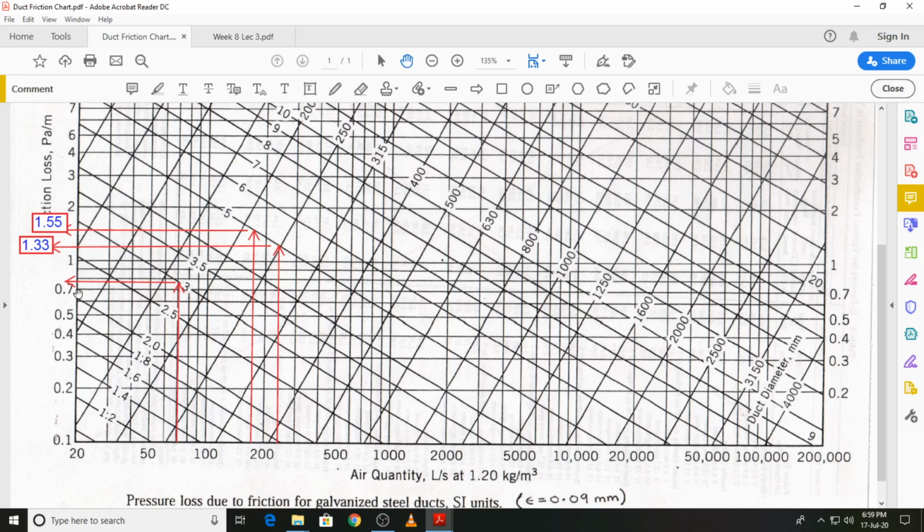And the friction factor value I have taken is 0.78. So this is 0.7. This is the line above. This red line is 0.8. So 0.78 is quite reasonable.